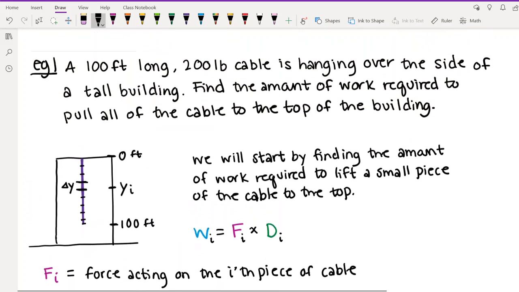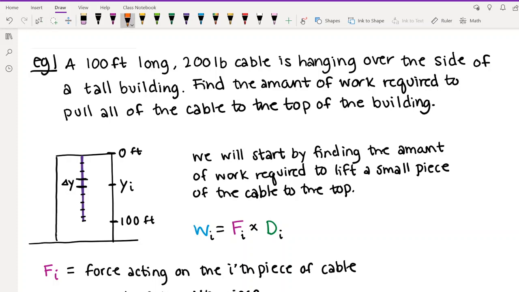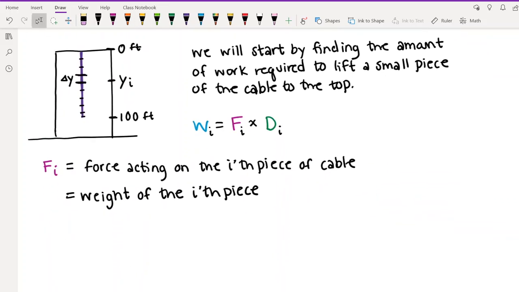Well, let's go back and look at the problem statement and we'll see that there's some information that is going to be useful to us. So this problem tells us that the cable weighs 200 pounds and it's also 100 feet long. That means that this cable has a density of 2 pounds per foot, right? If it total weighs 200 pounds and in total it's 100 feet long, and let's assume that it's the same kind of cable all throughout, that means that it weighs 2 pounds per foot. So let me write that down here. The cable weighs 200 pounds per 100 feet. And that's the same thing as saying 2 pounds per foot.